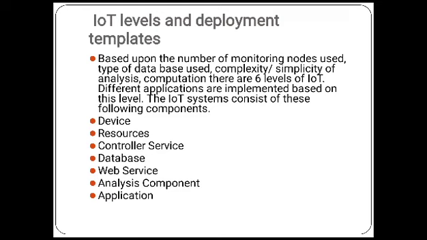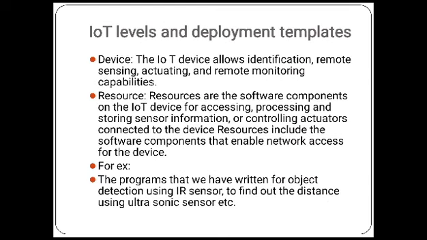There are 6 levels of IoT. Different applications are implemented based upon this level. An IoT system consists of the following components: devices, resources, controller service, database, web service, analysis component, and application. IoT levels and deployment template.